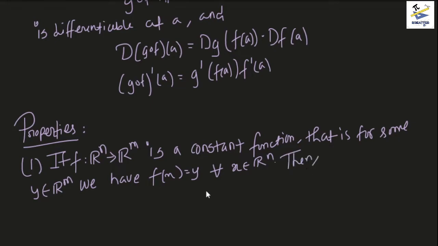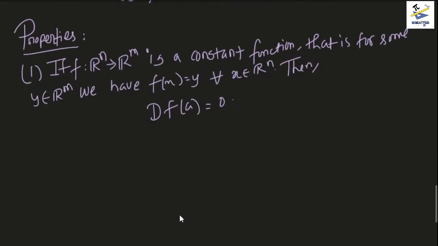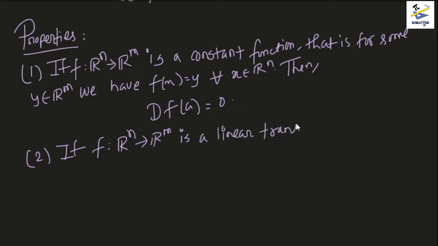Then d of f at a equals 0 for all a's. So the derivative is 0, and as you can see, it's analogous to the one variable case. If f from R to the power n to R to the power m is a linear transformation, then d of f at a is basically f.